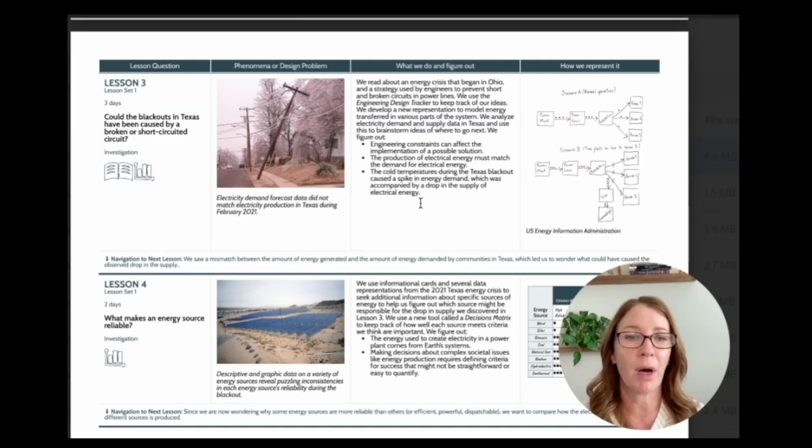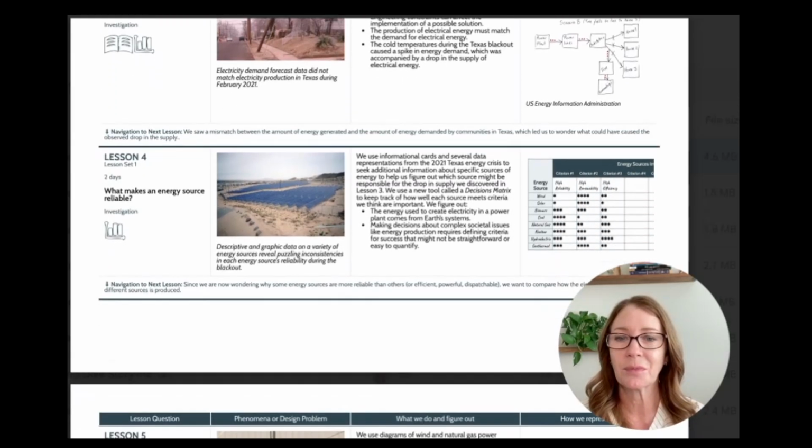So we're going to model 5 different scenarios about how energy will transfer if we have different scenarios, like a short circuit, a broken circuit, those types of scenarios.